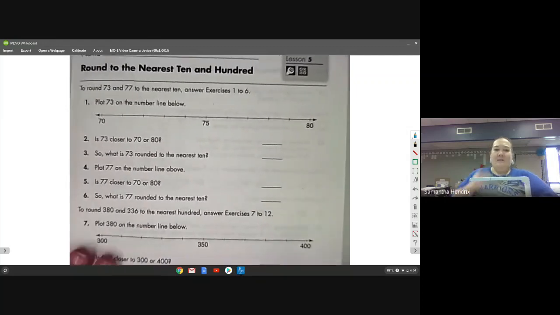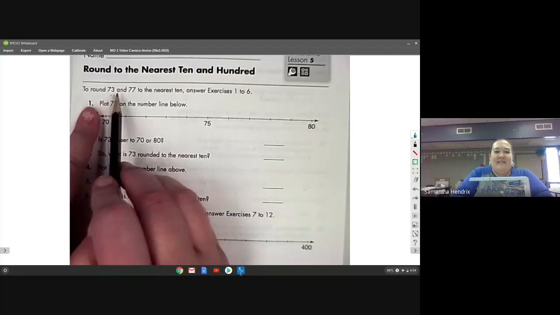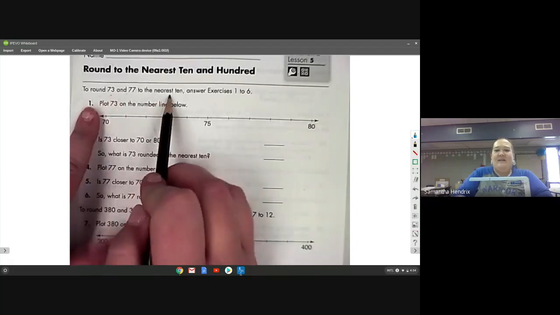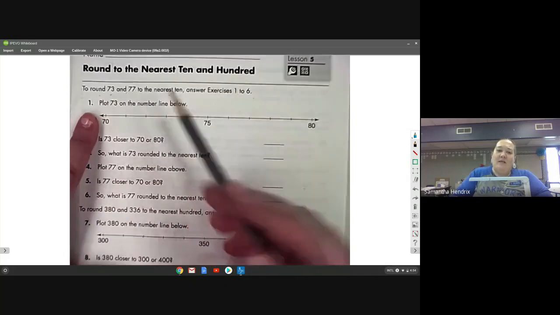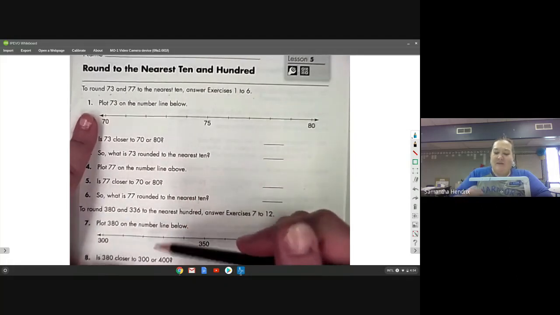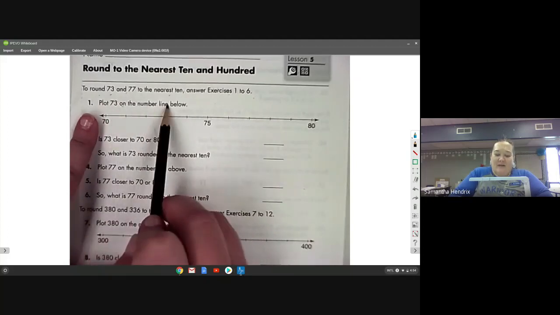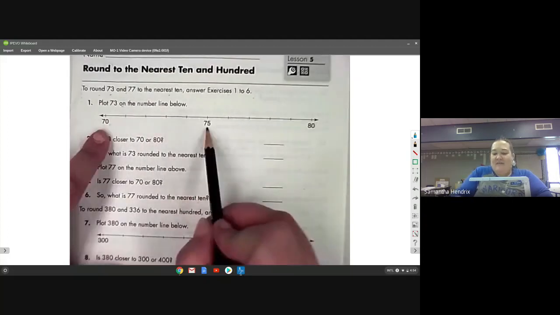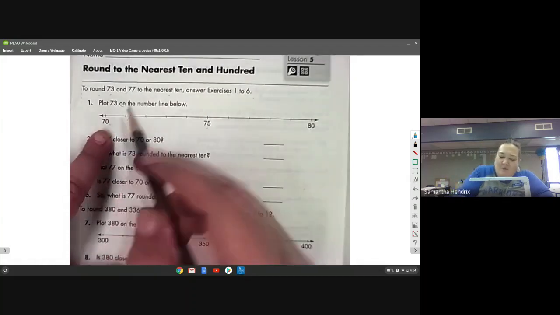Okay, let's look at this. To round 73 and 77 to the nearest 10, answer exercises 1 to 6. So it's going to walk us through a bunch till we get to our answer, okay? So it says plot 73 on the number line. So we have 70, 75, and 80. So each one of these is 1. So we're going to fill this in.